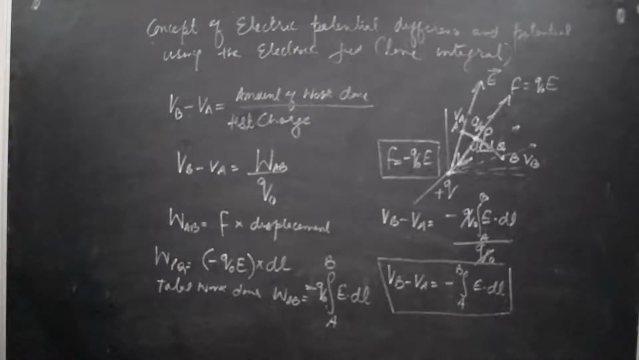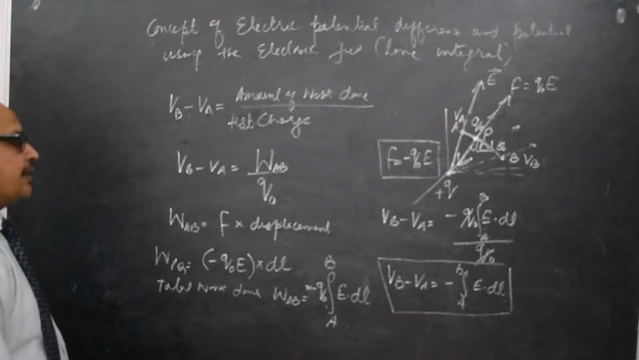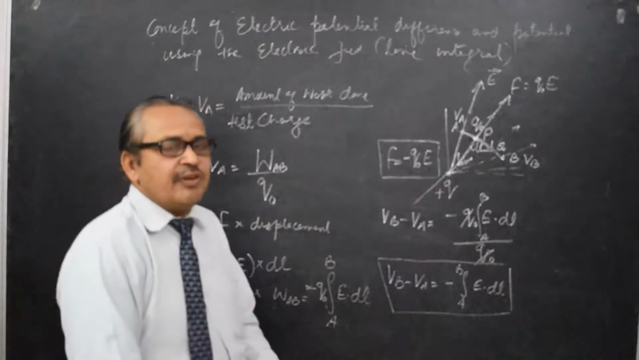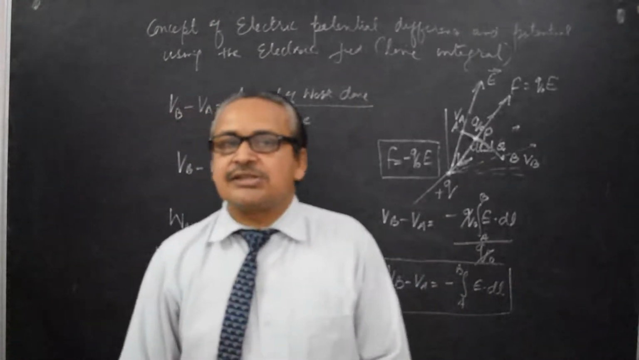So hence the electrostatic potential difference between the 2 points is the negative of the line integral of the electric field between the 2 points A and B. So this was the article for today. The rest we will continue in our next lecture.